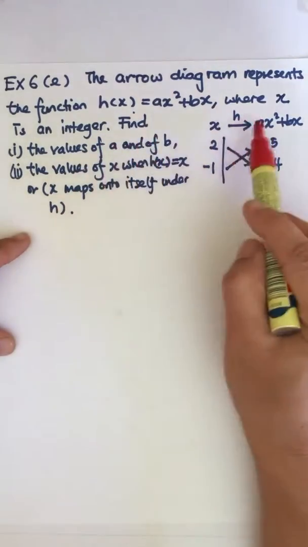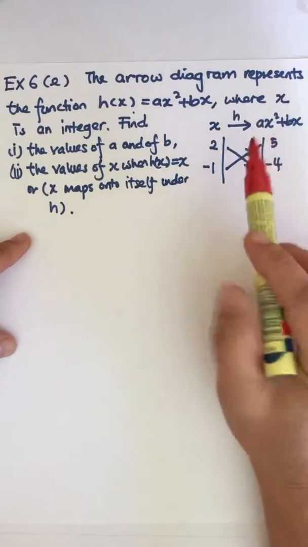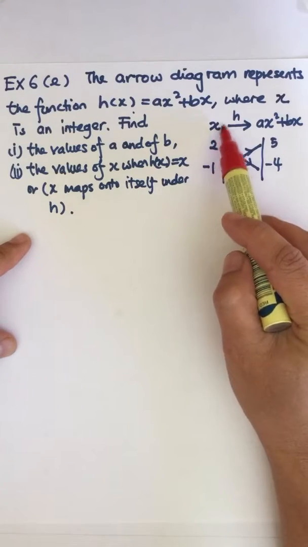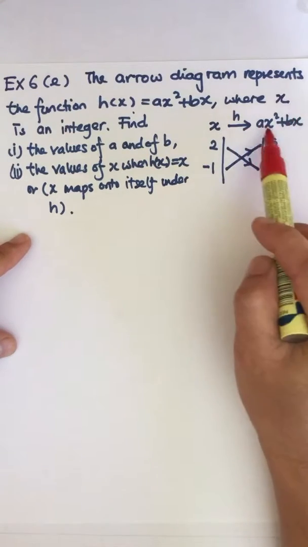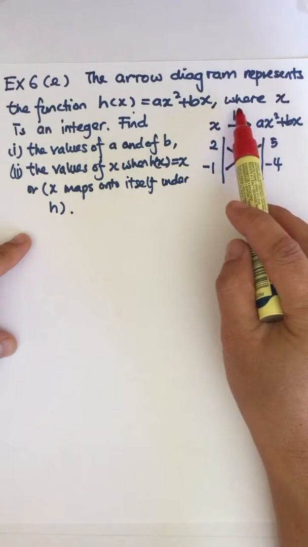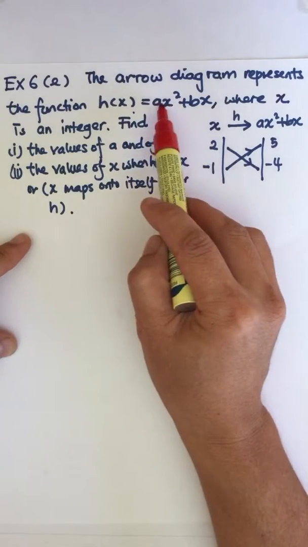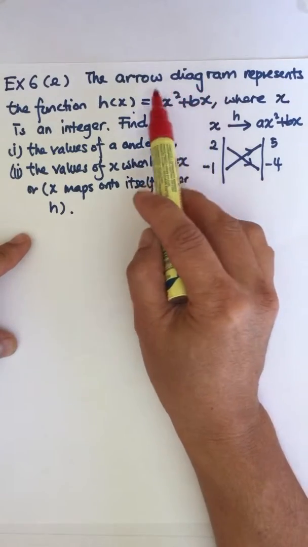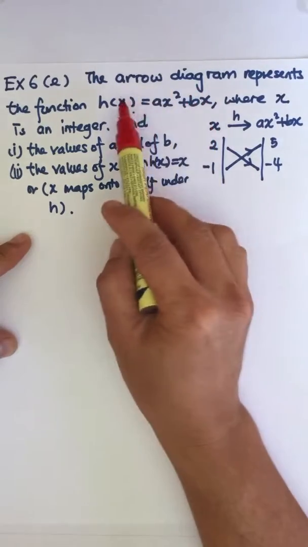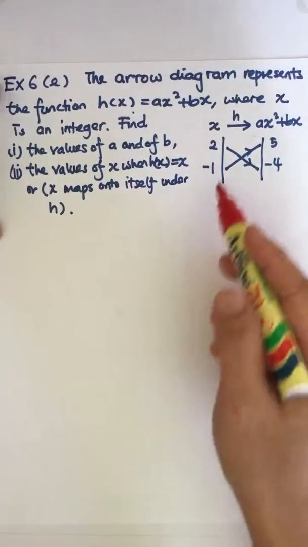From the arrow diagram here, hopefully you still remember this arrow diagram. The object x maps to the image ax² + bx under the function h. So you have x as the object, and ax² + bx is the image, also represented as h(x). So remember that.